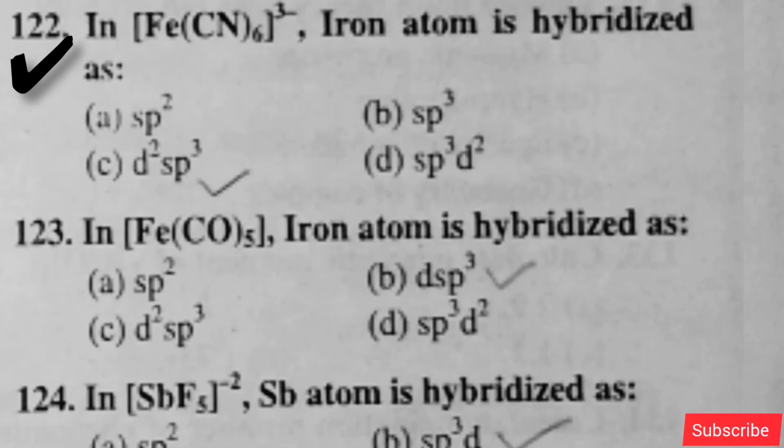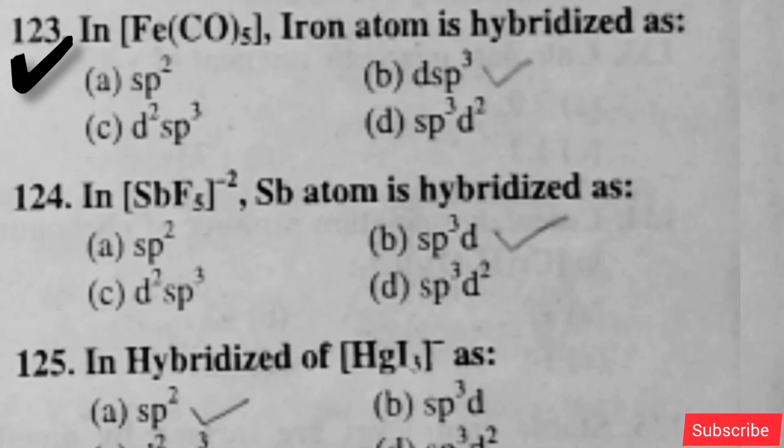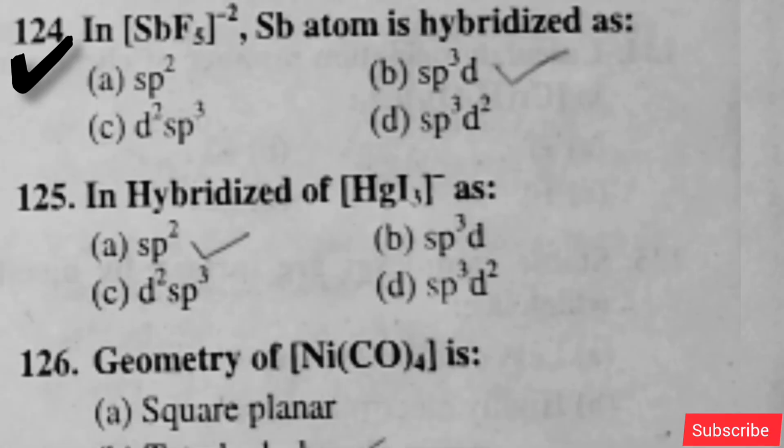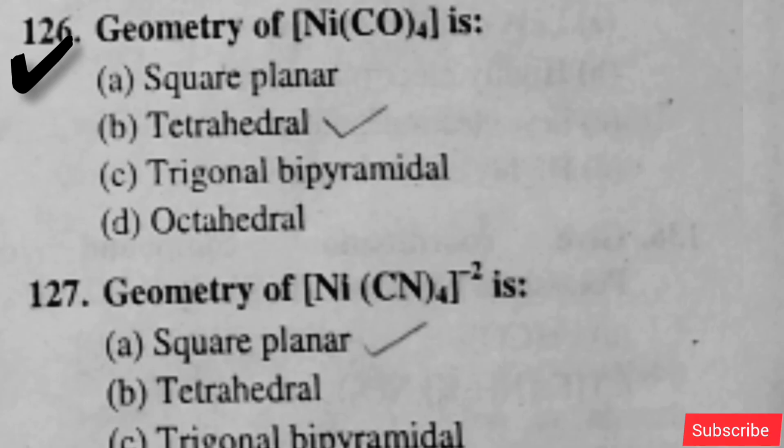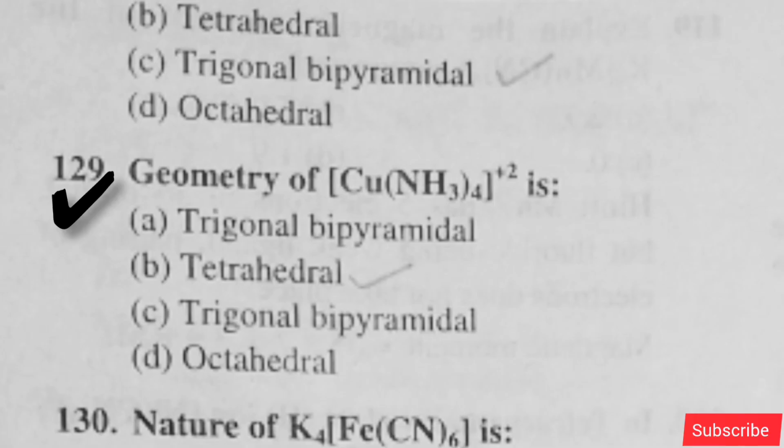In this complex iron atom is hybridized as, option C is right. Option B is right. In this complex the atom is hybridized as, option B is right. Hybridization of [AgI3]- is, option A is right. Geometry of Ni(CO)4 is, option B is right. Geometry of [Ni(CN)4]2- is, option A is right. Geometry of Fe(CO)5 is, option C is right. Geometry of [Cu(NH3)2]+ is, option B is right.